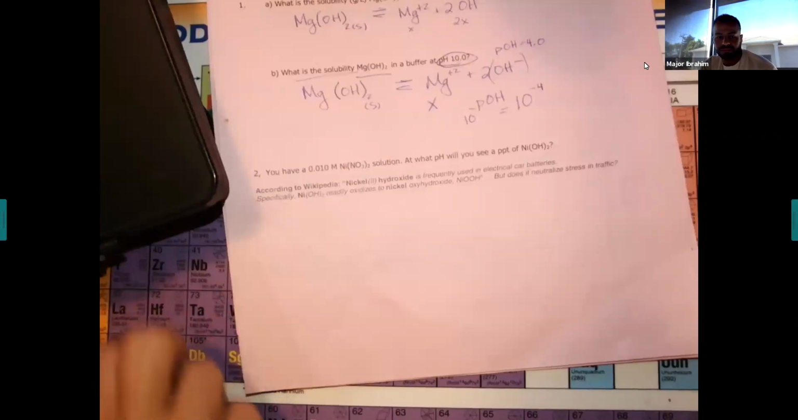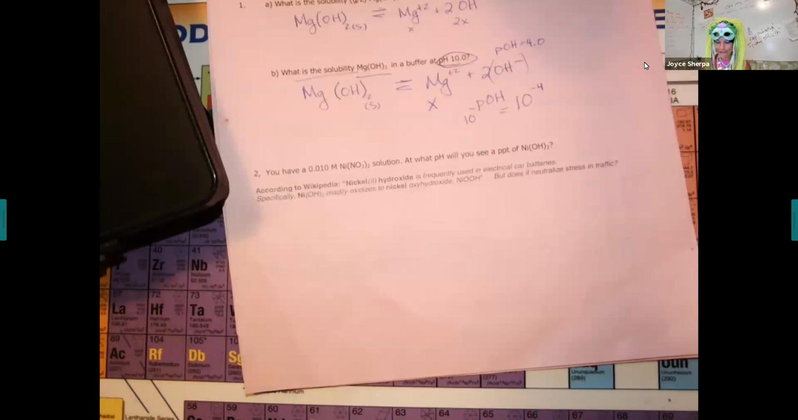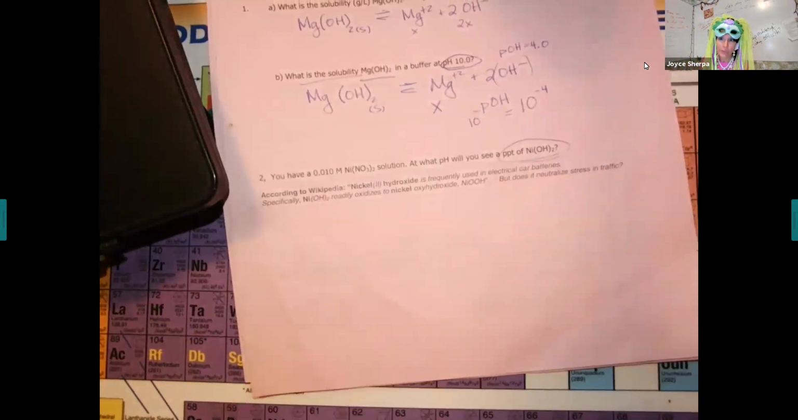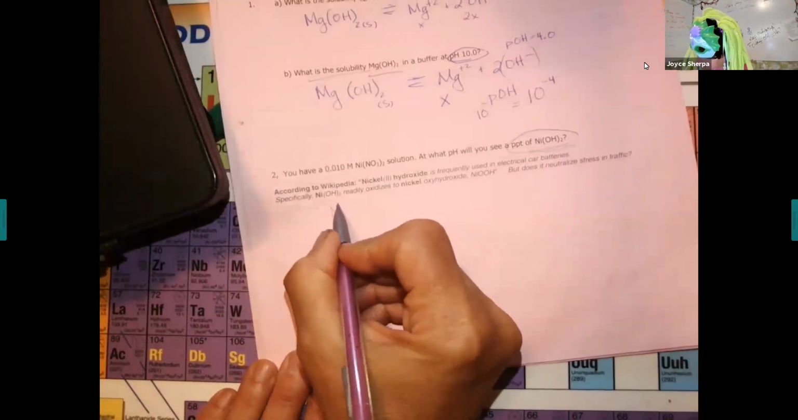The first thing you always do is what? Write your equation and your KSP expression. Yes. So for nickel hydroxide, for the precipitate, and you always start with what state of matter? Solid. Solid to the ions. So nickel hydroxide is what we're doing.